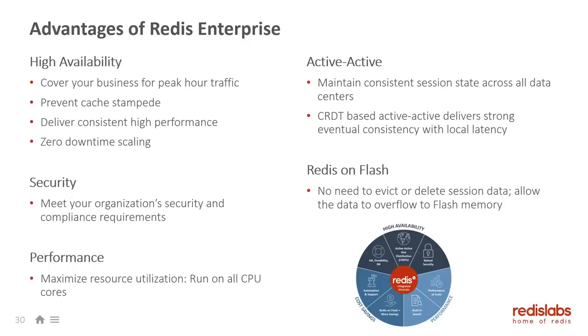Now, another good thing about active-active is if you're having session stores or cache, you can distribute them across all your data centers. So if your app moves from one data center to another, you don't have to worry about migrating your objects. It's all automatically synchronized inside Redis Enterprise. And Redis on Flash will allow you, especially if you're using session store, to not have to expire your session. You can have all the session data in Redis as long as you want, and the data will automatically overflow to Flash if RAM gets full. So that's very interesting.